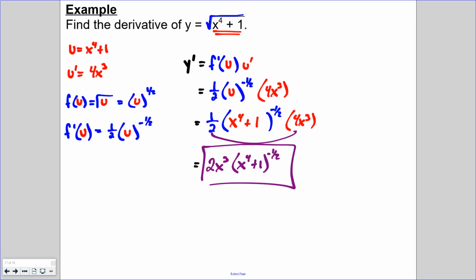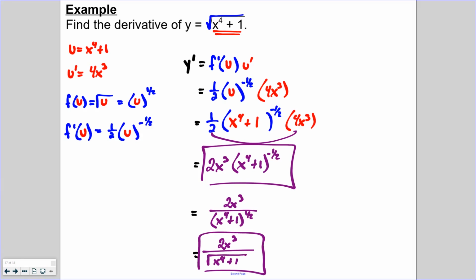And again, that is our derivative, but if we wanted to show off a little bit, we could, and well, we will. So we're going to get 2x cubed all over the quantity x to the fourth plus 1 raised to the 1/2, which can then be simplified again to be 2x cubed over the square root of x to the fourth plus 1. And there we go, there is our showy-offy answer.